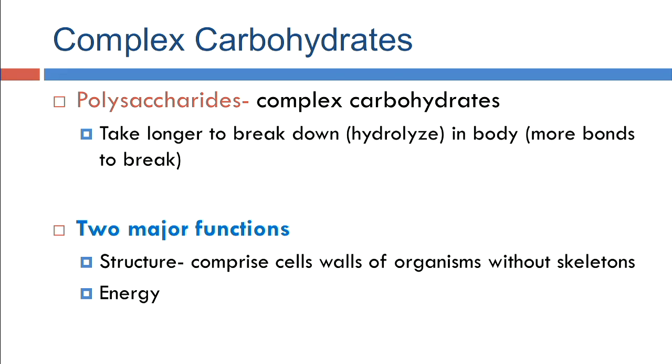One is still energy. Okay? We can make glucose into a polysaccharide called glycogen and still use it for energy, for quick energy. The other one is for structure. A lot of animals don't have skeletons, so they can use complex carbohydrates to make an outer shell that is strong enough to protect them. So they make these exoskeletons.